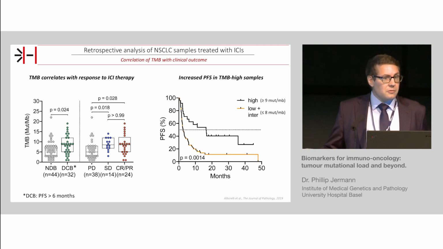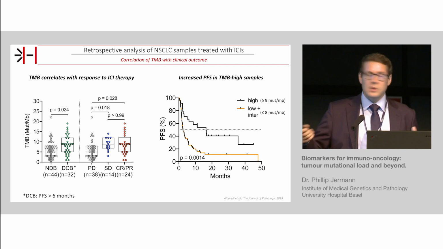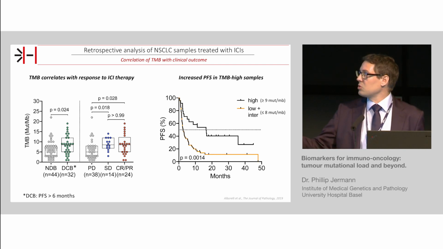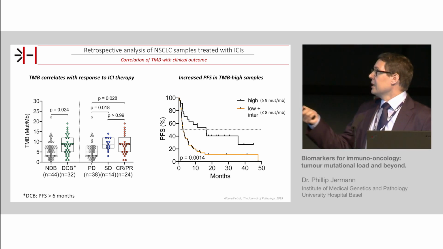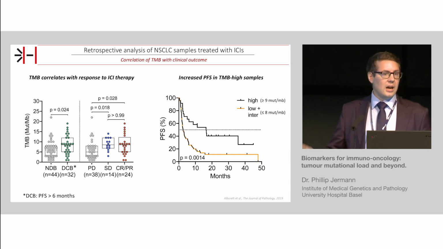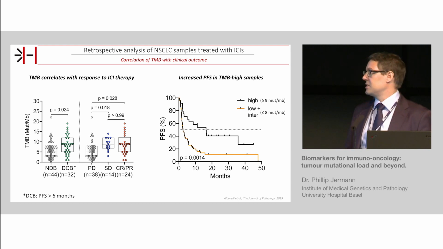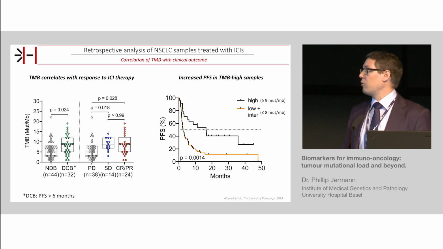Next, we look at progression-free survival, and the same is true here. If we look at TMB high versus low and intermediate, which we put together here, because also here in fact we don't really see a difference between low and intermediate TMB. But we do see a very significant difference between TMB high patients and everything below TMB of 9. The same is also true for overall survival.